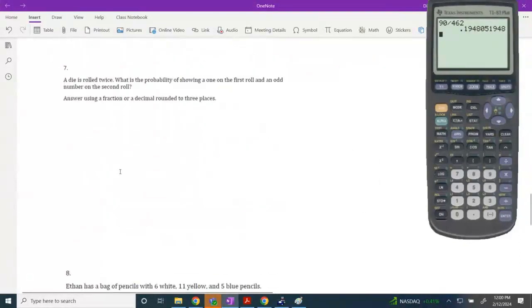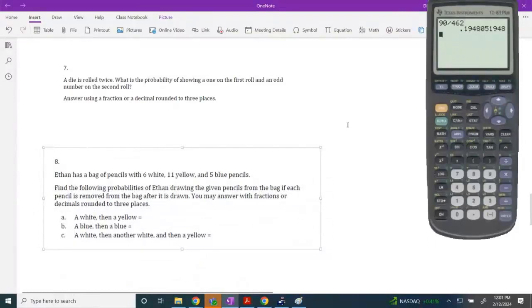All right, now I would like for you to do number 7 and number 8, and then we'll take a look at them in class. Number 7 says a die is rolled twice. Die is singular, dice is plural. So you're taking a 6-sided dice, because normally in this class, if it doesn't tell you how many sides it has, they're using a standard 6-sided dice. But there are some examples where they use an 8-sided dice. So you roll it once, note the outcome, you roll it again, note the outcome. What is the probability of a 1 on the first roll and an odd number on the second roll?